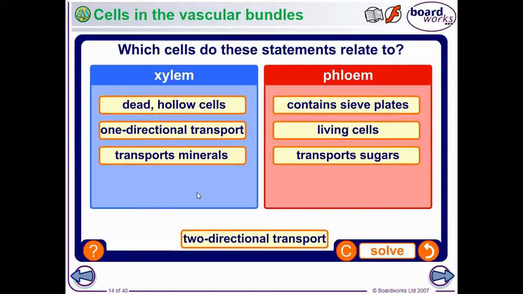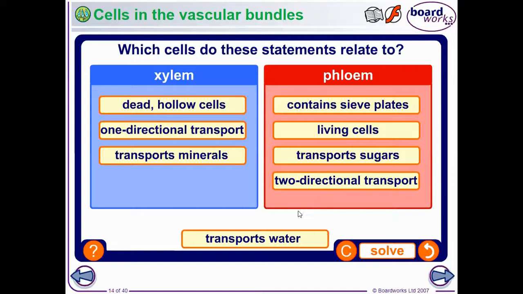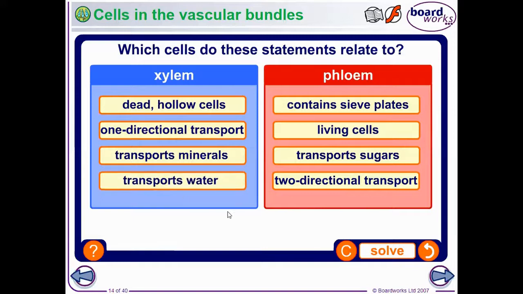column. Two directional transport. Now, which one of these tissue is responsible for two directional or bidirectional transport? Okay, quite a bit of you are going with the phloem, so we're going to go with that. Transport water. Very good. The majority of you are going with xylem. So let's solve. So we're now saying that the xylem is made up of dead hollow cells. We have one directional transport taking place in the xylem, and it is primarily responsible for the transport of minerals and water.